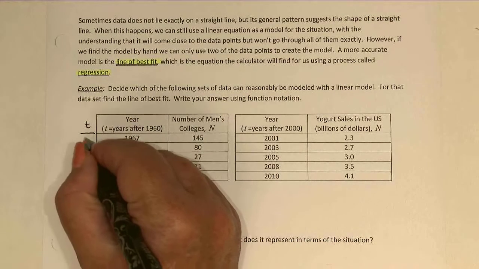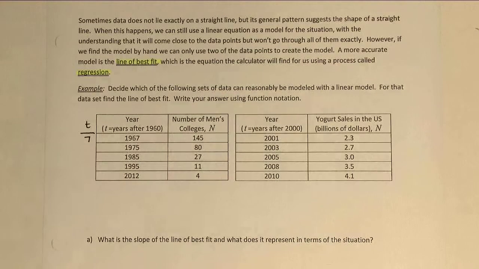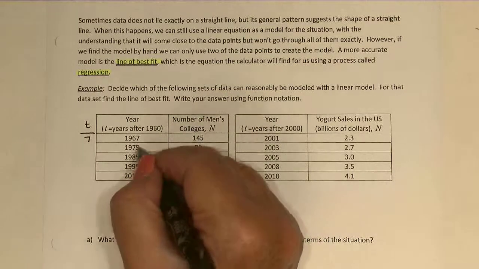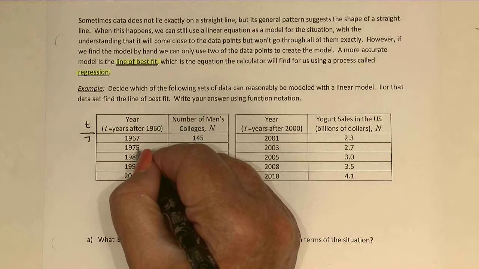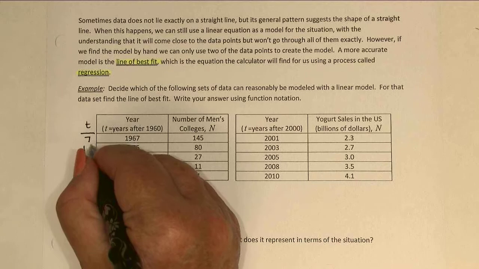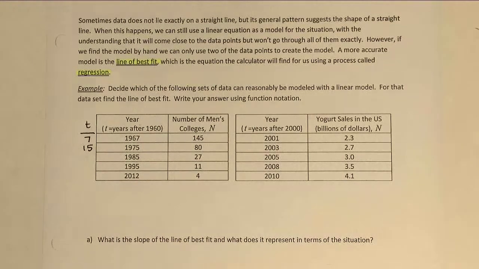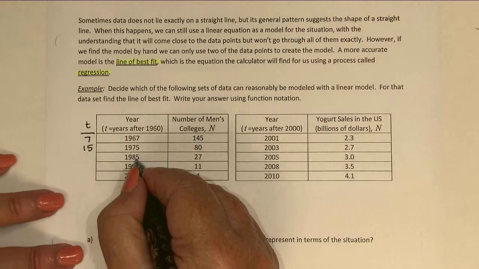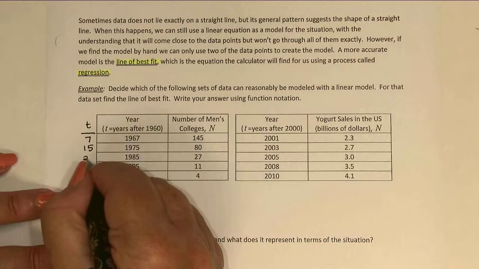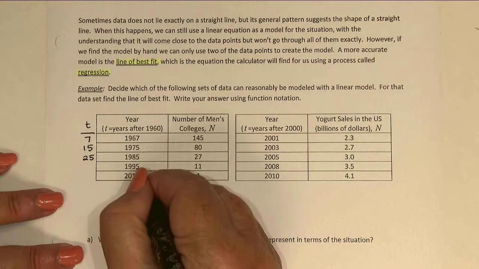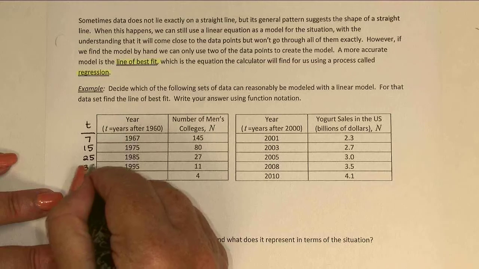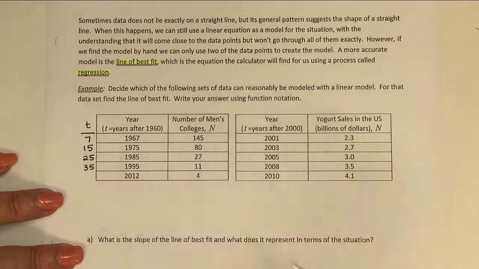1967 is 7 years after our starting value of 1960. 1975 would be 15 years after. Notice we're really just subtracting 1960 from our year. 1985 would be 25 years. 1995 would be 35 years. And by 2012, if I subtract that 1960, I'm going to get 52 years.